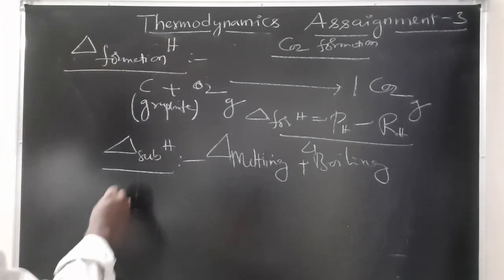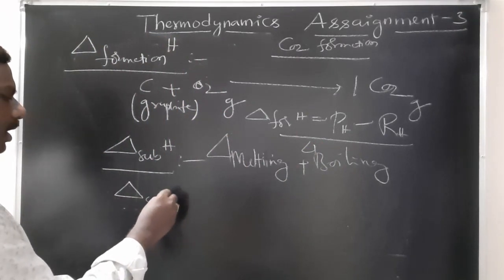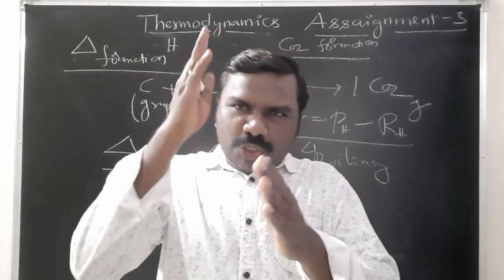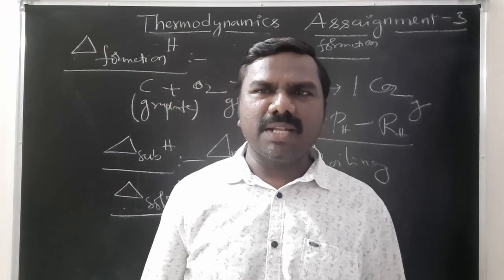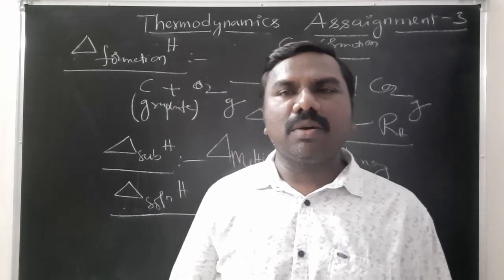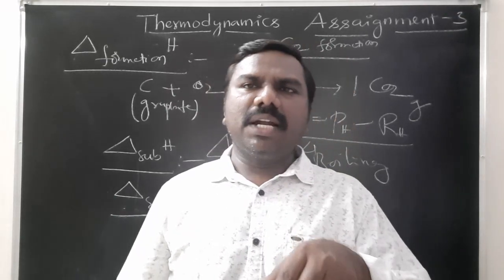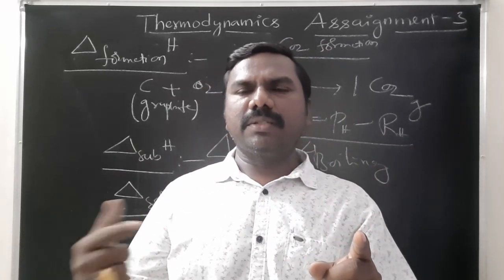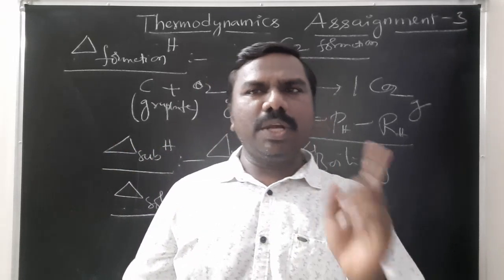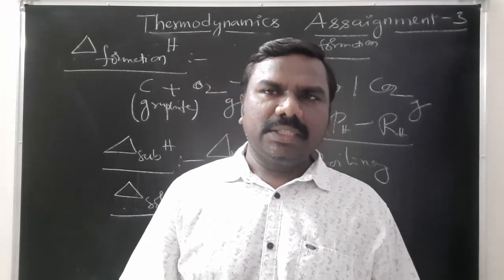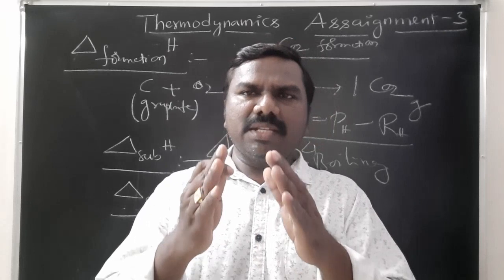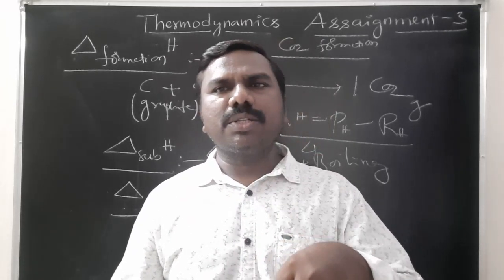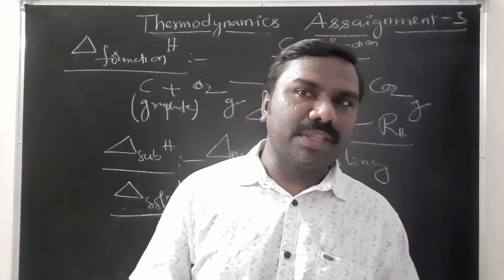Enthalpy of solution. Solution means dissolution. For example, solid NaCl should break into Na+ and Cl- ions. That breaking energy is called lattice enthalpy. After that, these ions are dissolved in water, with H+, Cl-, OH-, Na+. That is called dissolution. First, NaCl solid is broken into ions, that is called lattice enthalpy. These ions should be dissolved, that is called hydration enthalpy.